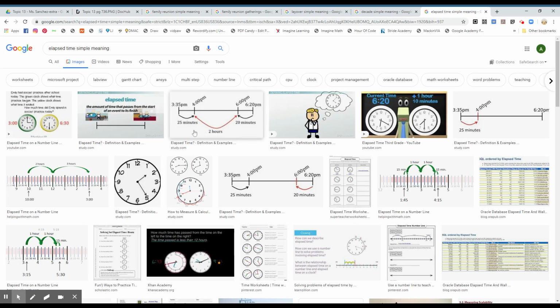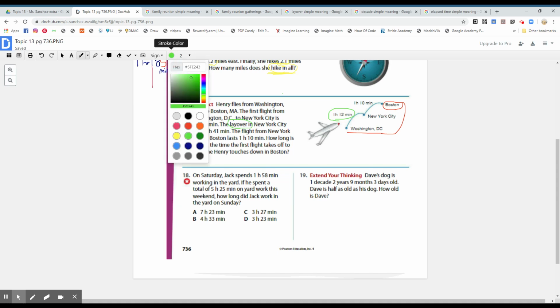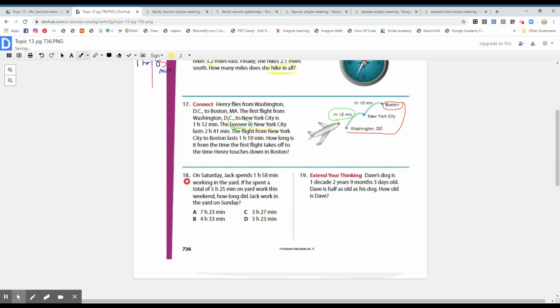Doesn't that kind of look like what we're seeing examples of, boys and girls? Okay. And so from Washington, D.C. to New York, it was 1 hour and 12 minutes. And they're showing you here 1 hour, 12 minutes. But then there's a layover, boys and girls, in New York City that lasts 2 hours and 41 minutes.